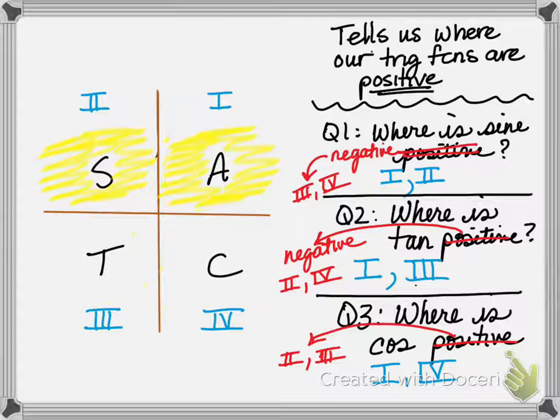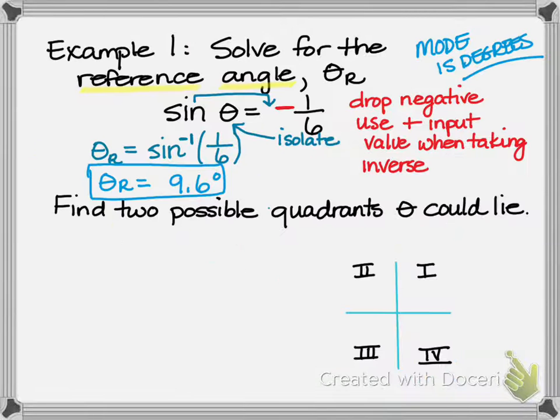So those are the only 6 questions, the 6 combinations of answers that you can have. So why did I show you all of this? Well, let's go back to this question. I have my little rubric here of my quadrants, and let me put my letters. All students take calculus. I need to know what are the quadrants my specific function could lie. Now, my function was sine theta equals -1/6.